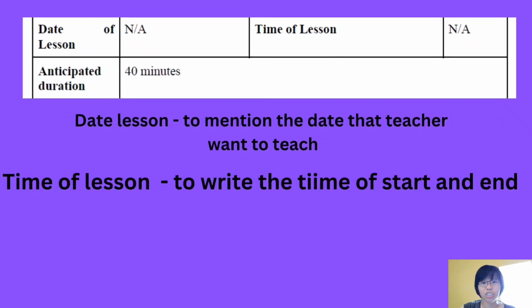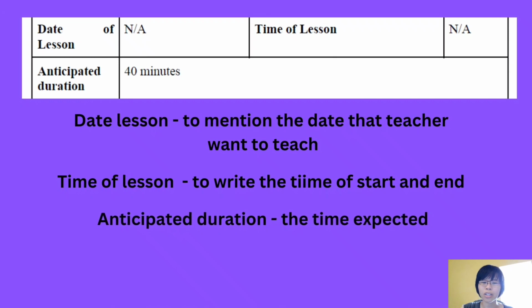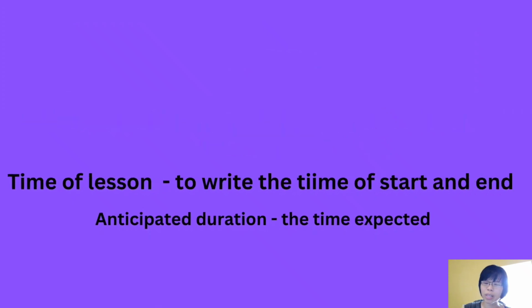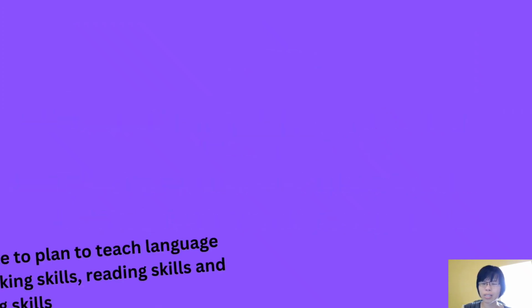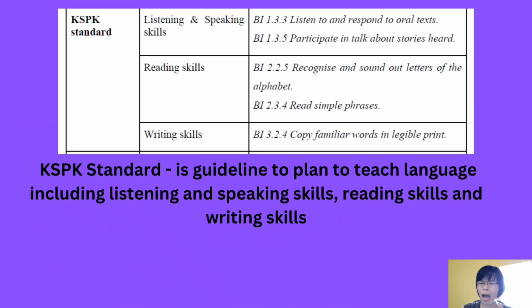Furthermore, the teacher needs to mention the date the teacher wants to teach inside the elements of that lesson. Time starts and ends. Later, the teacher shall write the time expected in the lesson. Example, 30 minutes, 40 minutes, or 60 minutes. This will help the teacher to do time management to carry out the lesson procedure until closure with fluency.